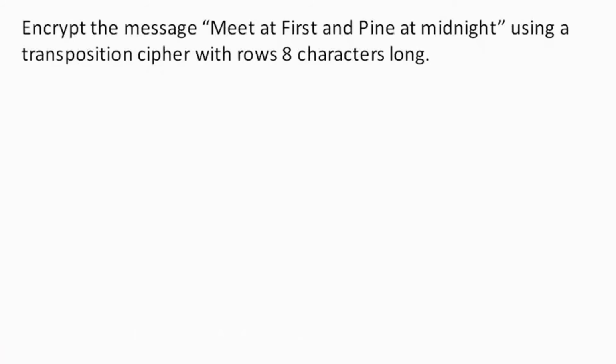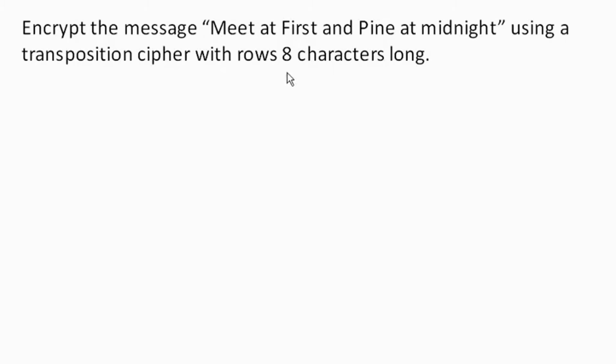So now we're going to encrypt the message, "Meet at First and Pine at midnight," using a transposition cipher with rows 8 characters long. Specifically, we're going to be using a tabular transposition cipher. Now, a transposition cipher means that instead of changing what the letters are, like we do with substitution ciphers, we're just going to change the order in which the characters appear. In this case, we're going to use rows and columns and change the way we read them.